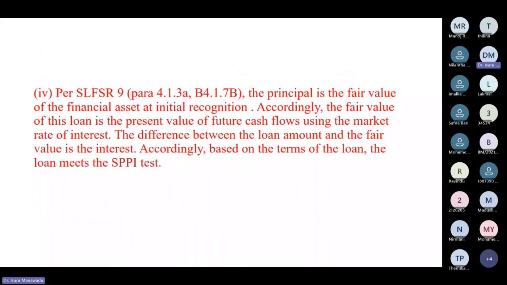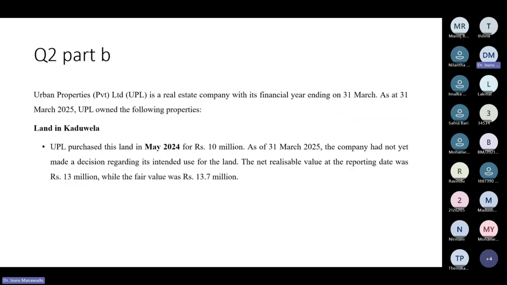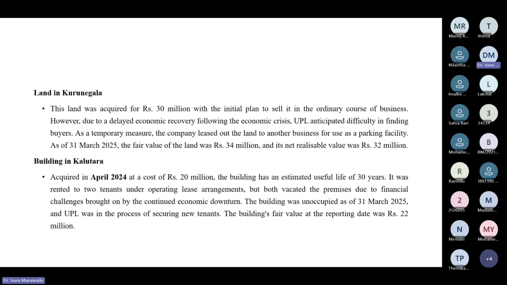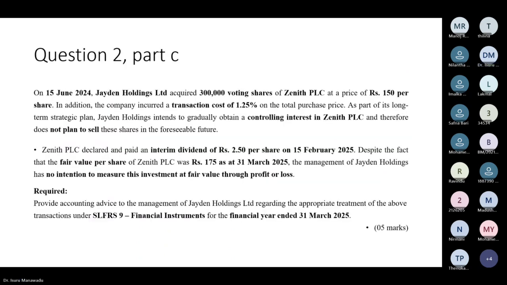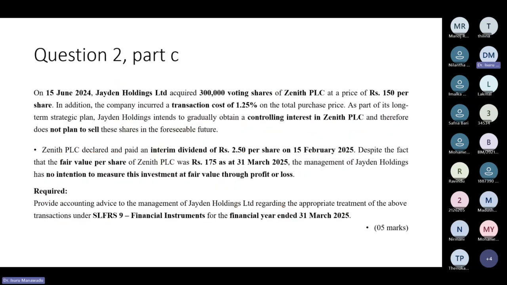Okay, question number 1, the financial reporting part is done. Question number 2, part 1 is done. Now we'll take the balance question from financial instruments. We'll take this, 5 marks. Question number 2, part C. Have a look on this. Please read this.